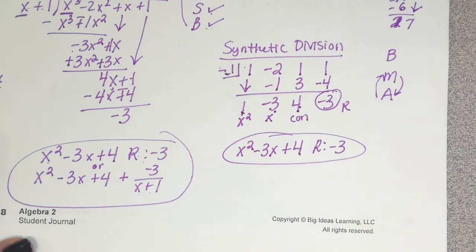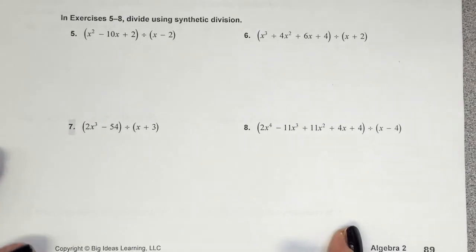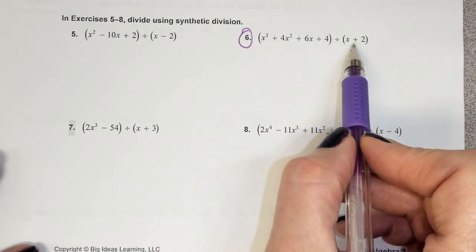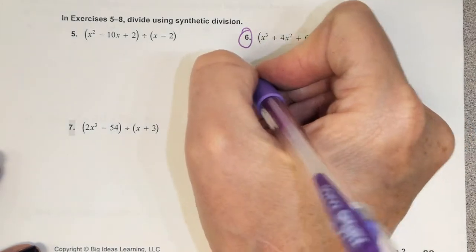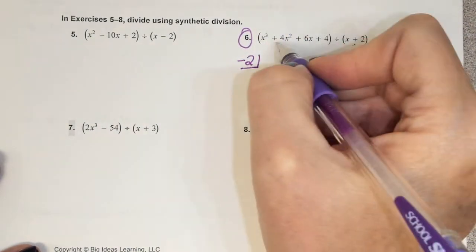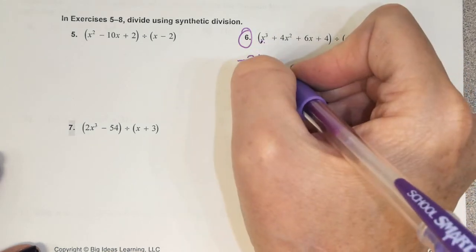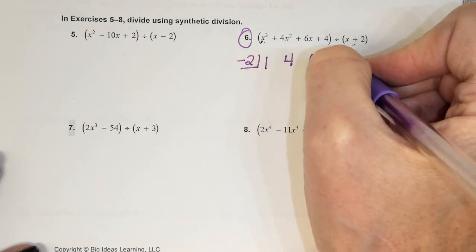All right, let's do another synthetic. Let's go over here. It's okay, guys. Just hang in there. Let's look at number 6. All right, tell me what it is that would make my divisor equal 0. Negative 2. That goes in the box. I look at my coefficients. What's the first coefficient? 1. Next one. Next one. Next one.